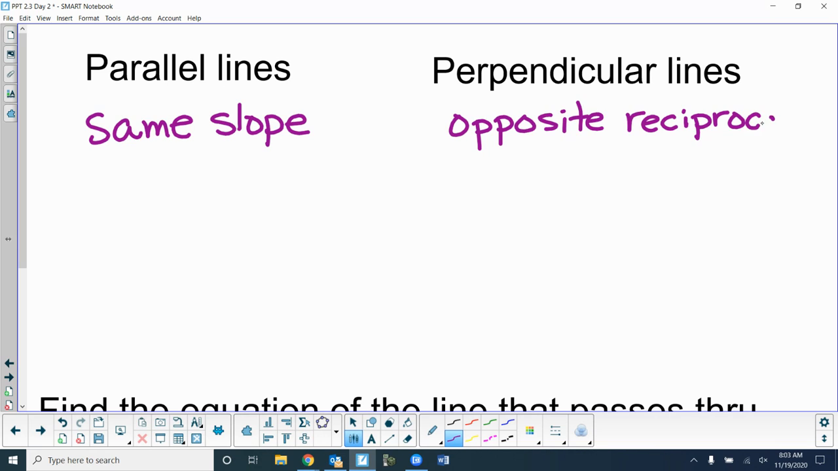So one's positive and one's negative on perpendicular. All right? Opposite meaning positive, negative. Reciprocal meaning flip it. Right? Write it as a fraction.